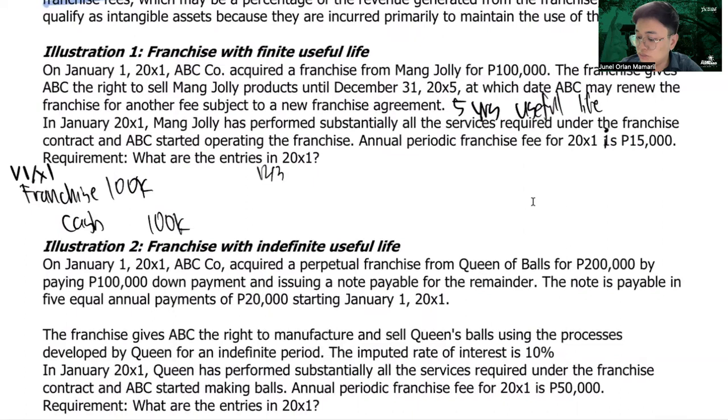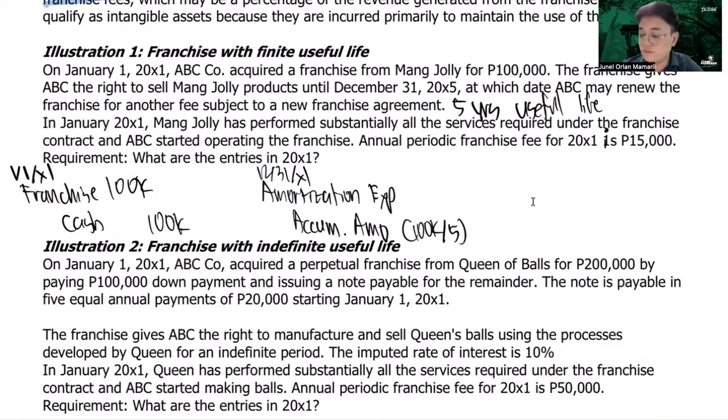Second, at the end of the year, we debit the amortization expense and credit the accumulated amortization. Of how much? 100,000 divided by 5. So 20,000 per year. Next, we have our periodic franchise fee.